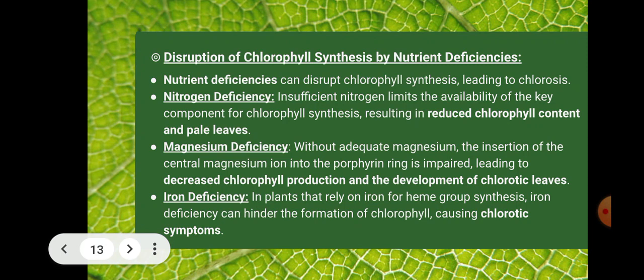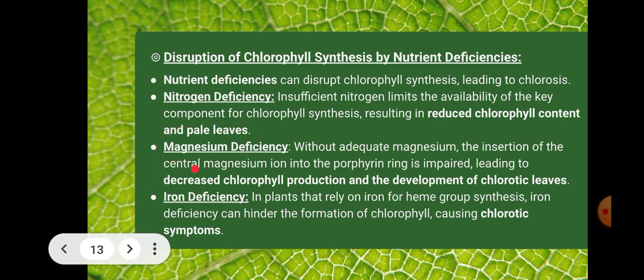Now I will be talking about how disruption of chlorophyll synthesis occurs due to the deficiency in nutrients. Nutrient deficiencies can actually disrupt the synthesis of chlorophyll and it leads to chlorosis. First, let me talk about nitrogen. Nitrogen deficiency can limit the availability of the key component for chlorophyll synthesis, and it results in reduced chlorophyll content and the leaves start to become pale.